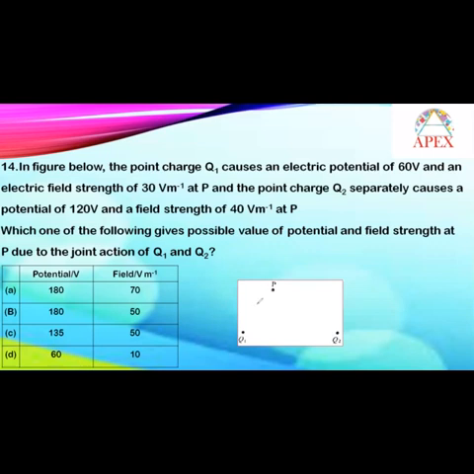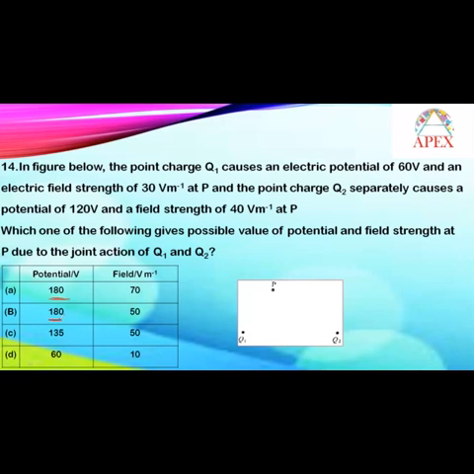Okay, potential is a scalar, we know that. Since it is a scalar, we always have to add the numbers, that's it. So what are the numbers for potential given? 60 volt due to the first charge and 120 volts due to the second charge. So the total potential will be 180 volts.